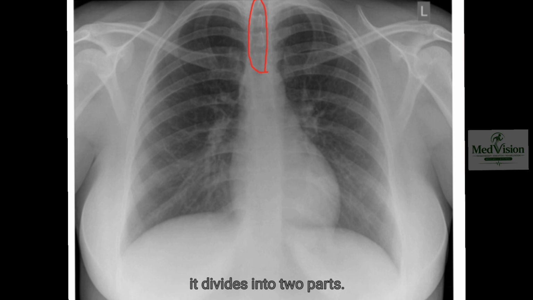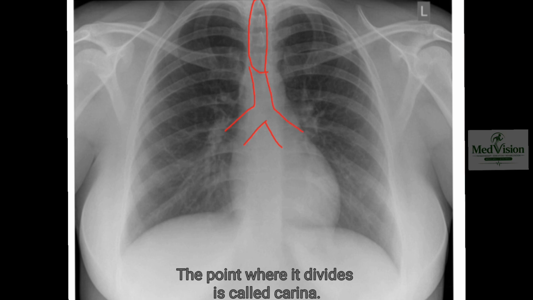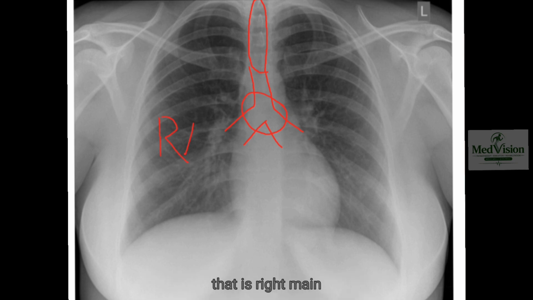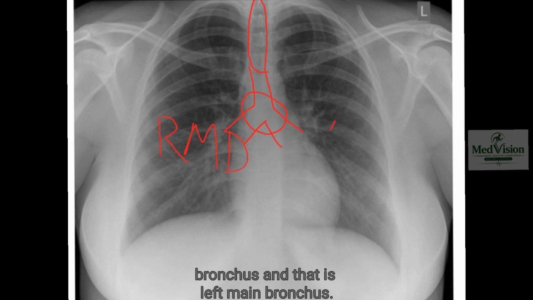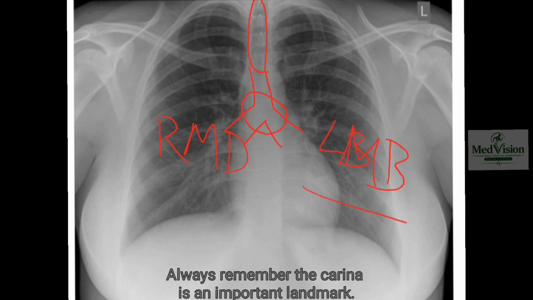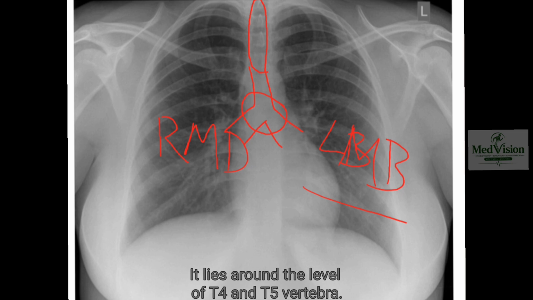It divides into two parts. The point where it divides is called the carina. This point is the carina and it divides into two most important structures, and that is the right main bronchus and that is the left main bronchus. Always remember the carina is an important landmark. It lies around the level of the T4 and T5 vertebrae.